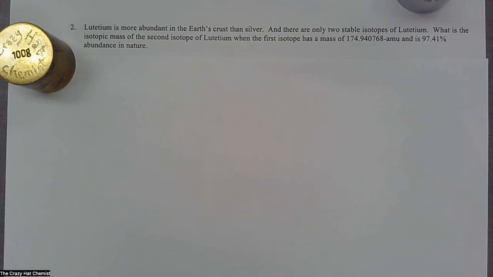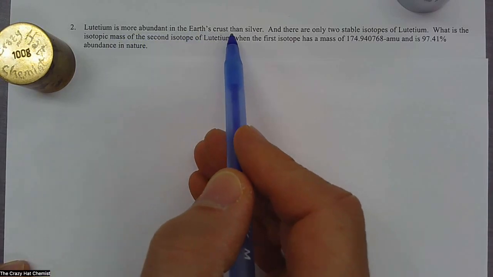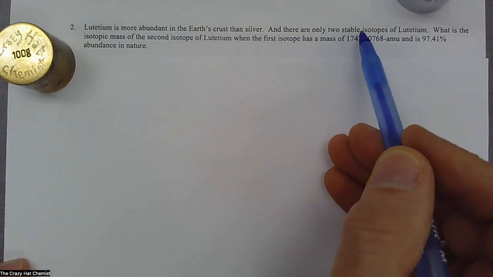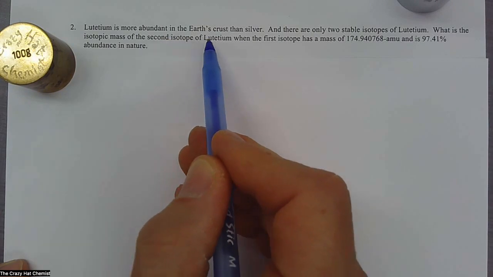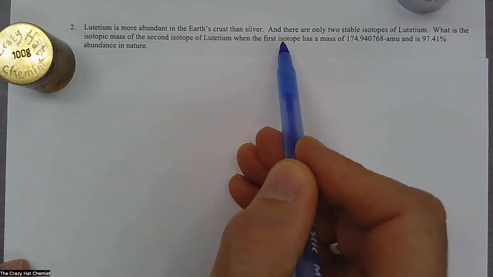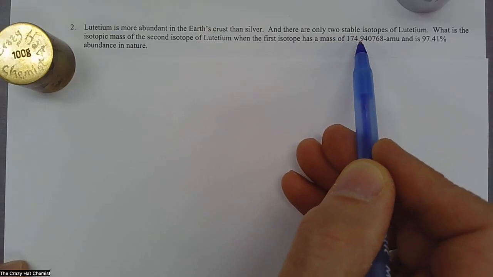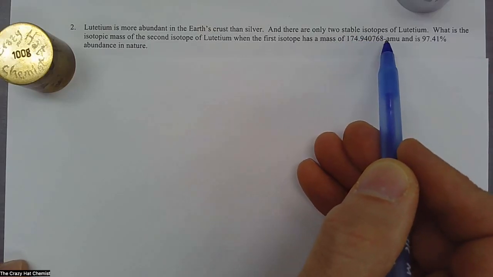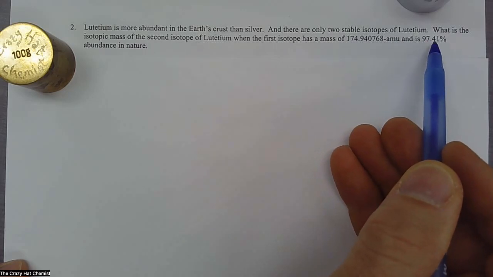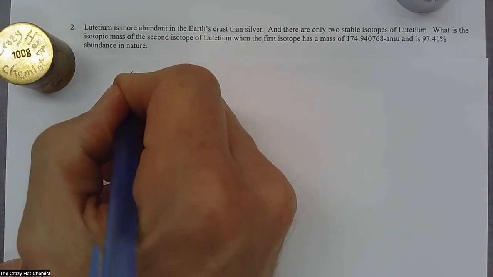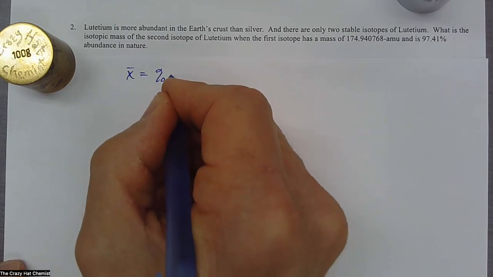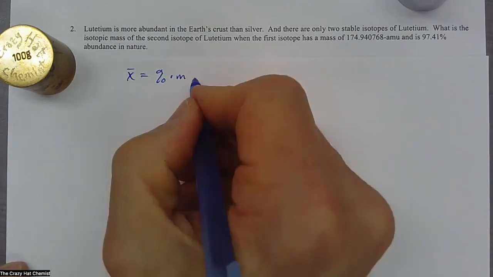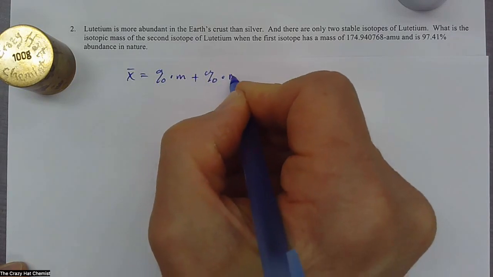So our second problem here is a little bit more complicated than the first problem. It says lutetium is more abundant in the Earth's crust than silver, and there are only 2 stable isotopes of lutetium. What is the isotopic mass of the second isotope of lutetium when the first isotope has a mass of 174.940768 atomic mass units and is 97.41% abundance in nature? So again, there are 2 stable isotopes. The average is equal to the percent in decimal form times the mass plus the percent in decimal form times the mass.